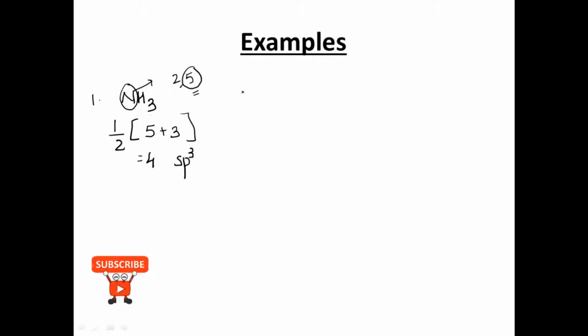You can go on to pause and previous. You can rewind it so that you can see the number is 4. Hybridization is sp3. We take up more examples.